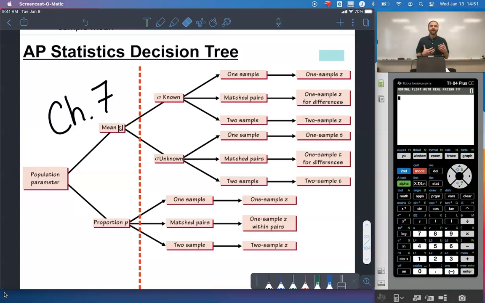So when you're reading it, you have to figure out, am I dealing with a mean or am I dealing with a proportion? And then as we go into Chapters 8, 9, 10, we're going to start going further along that decision tree and looking at the different tests that we're going to do. But right now, we're looking at, okay, am I dealing with a mean, a mu? Am I dealing with a proportion parameter, p?